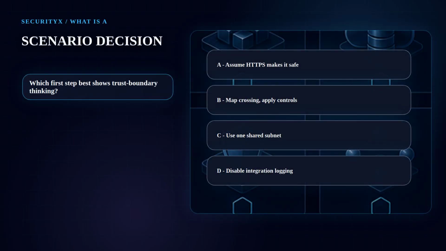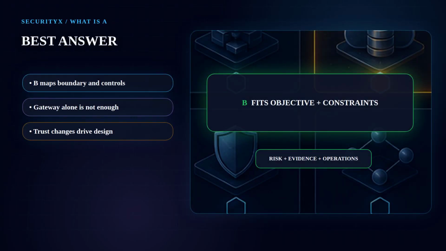Scenario: a vendor application connects to your cloud API and queries customer records. The team asks what to secure first. Which answer best shows trust boundary thinking? Best answer B. Map the vendor to cloud trust boundary and apply authentication, authorization, input validation, logging, and data controls at that crossing. A gateway can help, but the architecture decision starts with the boundary and the data flow.